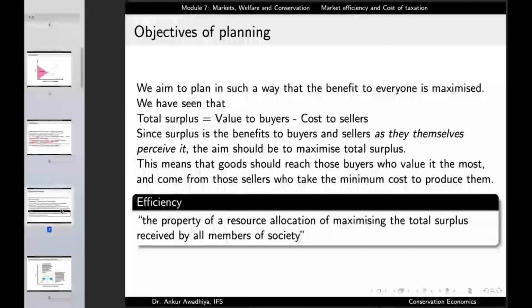And an objective of planning is to maximize this total surplus. Why? Because everybody in the market is either a buyer or a seller. Now, if we do not want to discriminate between buyers and sellers, suppose we were on the side of the buyers only, then we would say, okay, let us increase the buyer's surplus, or the consumer surplus, by reducing the price. But when we reduce the price, it would affect the producer surplus, because when the price reduces, the producer surplus reduces. So if we act only on the side of the buyers, then it will hurt the producers.